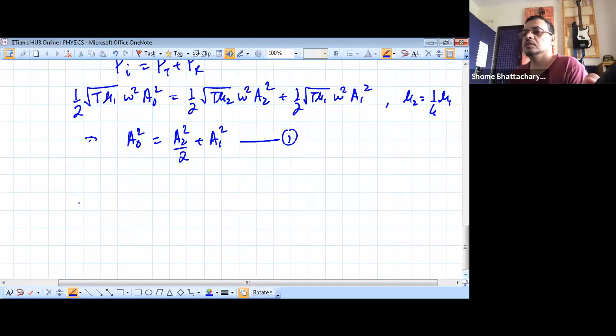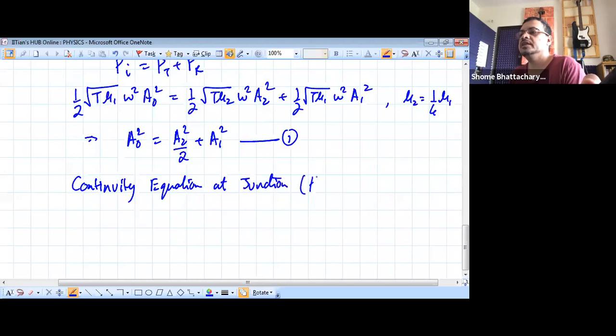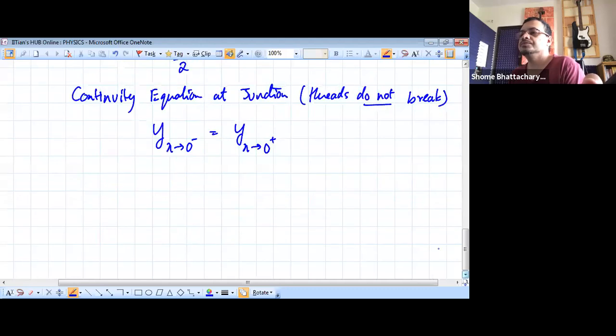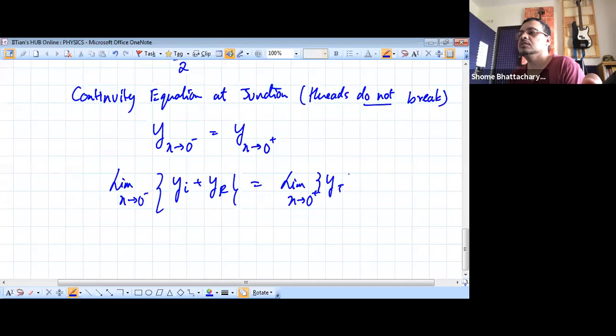So that is your first equation. And you have the continuity equation at the junction, because you know that the threads do not break at the junction. So y at x tending to 0 minus should be equal to y at x tending to 0 plus. Okay. So limit x tending to 0 minus y incident plus y reflected should be equal to limit x tending to 0 plus y transmitted.